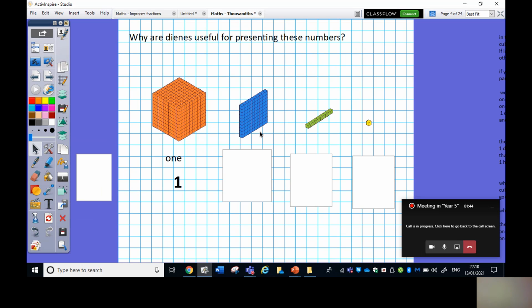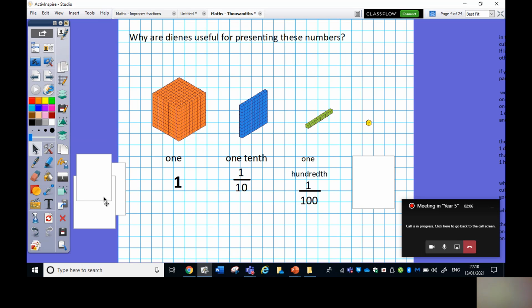What about this, the flat blue? Yeah, absolutely, 1/10. So if the cube were divided into 10 equal parts, that is what one of them would look like. What about the green stick? Excellent, 100th. So 100 of these sticks make up the big cube. The big cube was divided into 100 equal parts. This is what one part would look like.